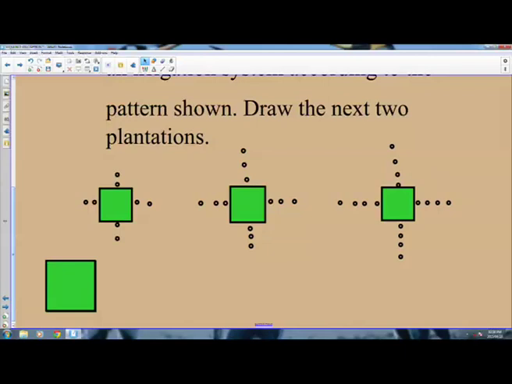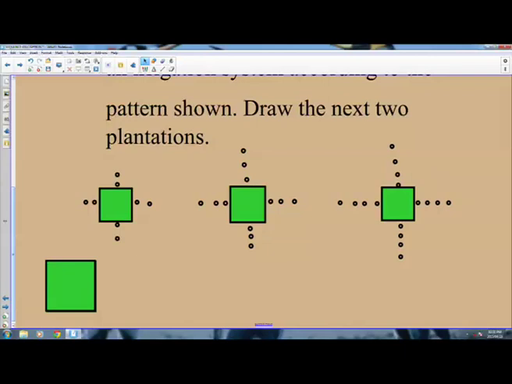Now when we look at the second part here, we've got 3 around that irrigation system, and in the third we've got 4. So as you move from one to the next, there is an addition of a plant on either side of this square. This means the plantation at stage number 4 will have 5 plantations on each side of this square, and the next one will have 6. How do we get that? We simply look into the pattern here.